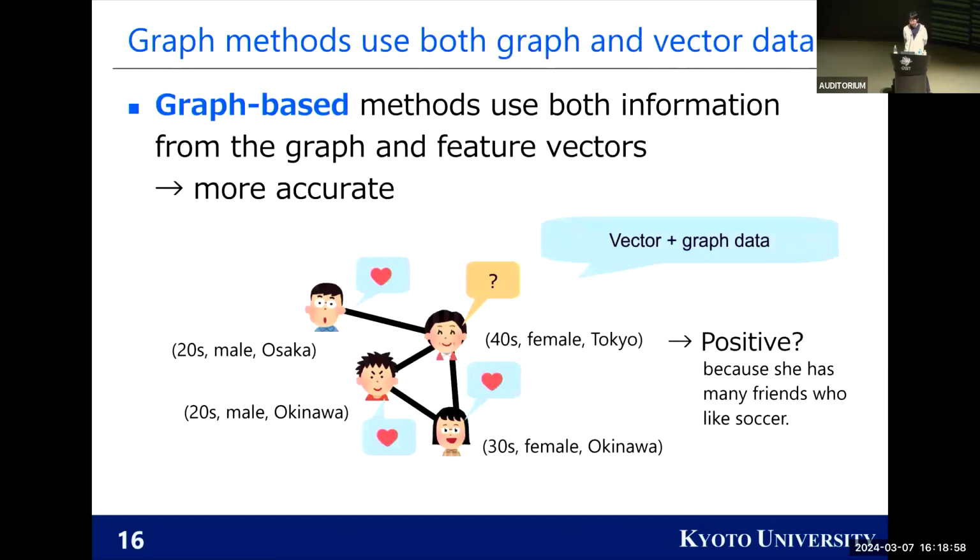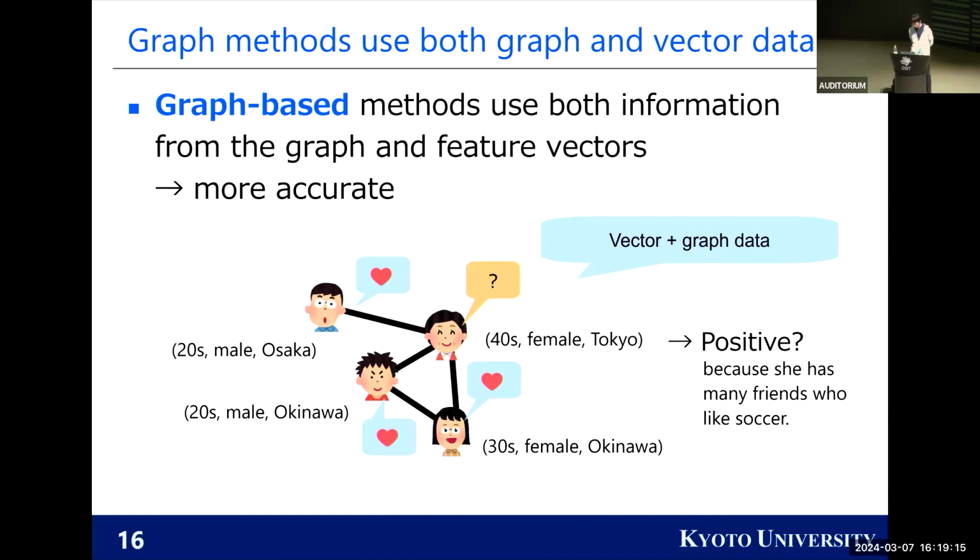And by contrast, graph-based methods use both information from the graph and feature vectors. Not only feature vectors, we also use the signal from the graph. So we can expect that we can achieve higher performance than the methods just using vector data.